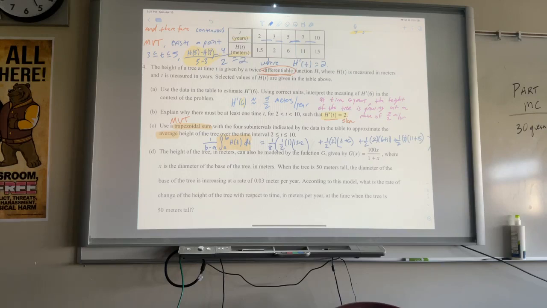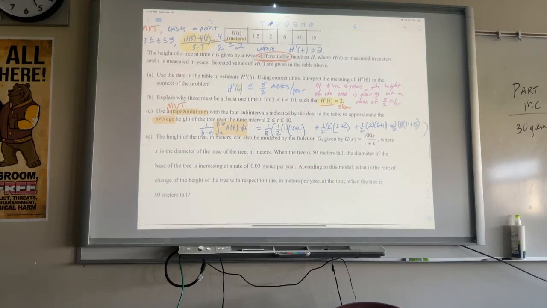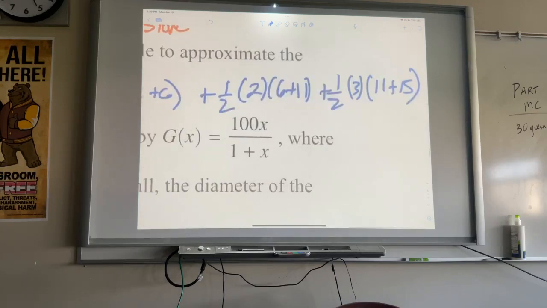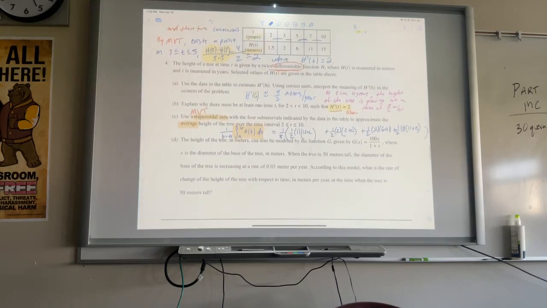Okay, 1/8. 1/2 times 1, 1.5 plus 2. 1/2 times 2, 2 plus 6. 6, 11. 6, 11. 11, 15. Do you understand where the numbers are coming from? Boom, done. Except for the 1/8.